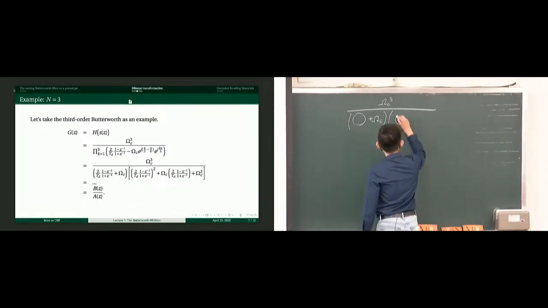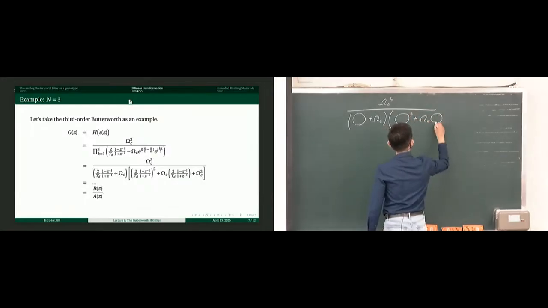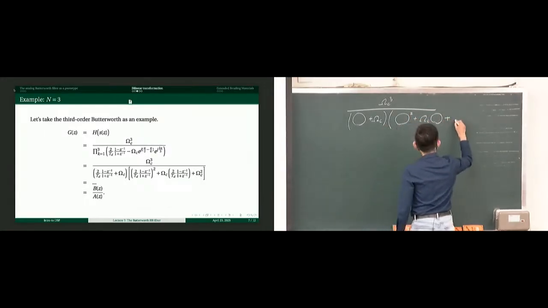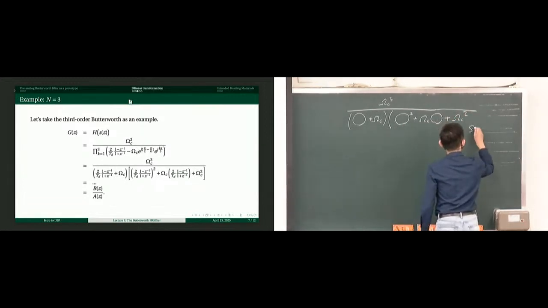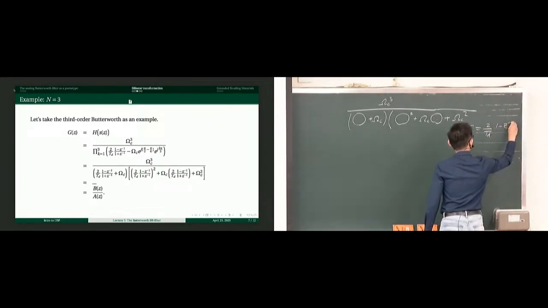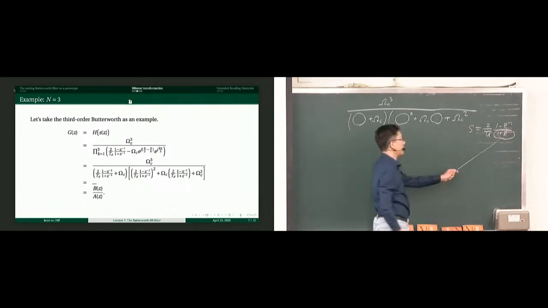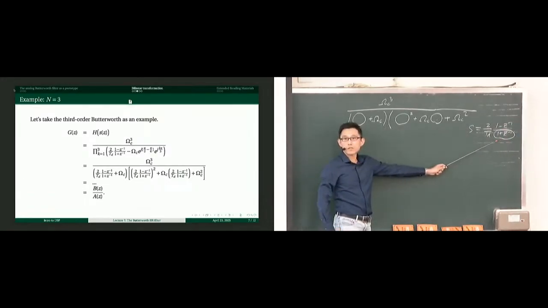So whenever we see s squared plus omega c s plus omega c squared, but every s has s equals 2 over Td times 1 minus z inverse over 1 plus z inverse. So the problem is this term right here, that's giving us some trouble. This is where the trouble is, okay?